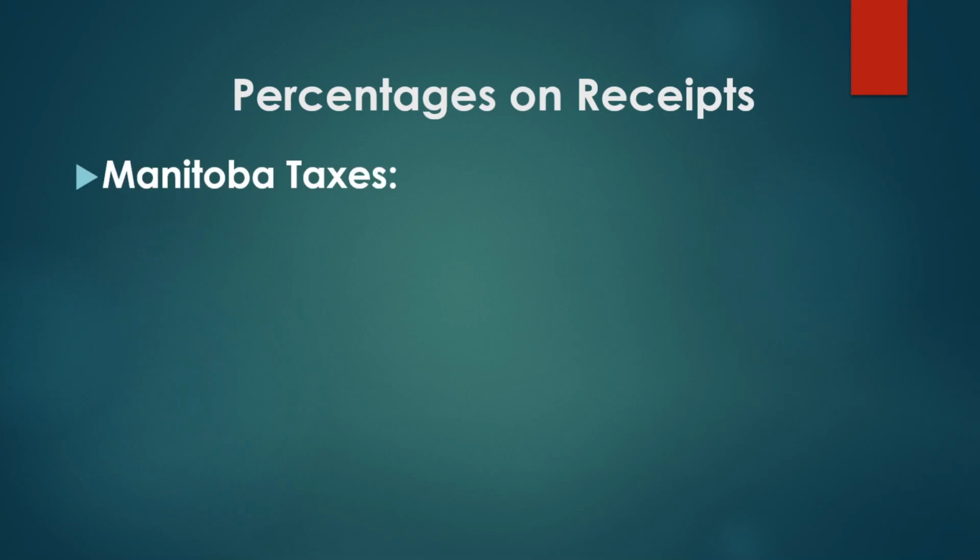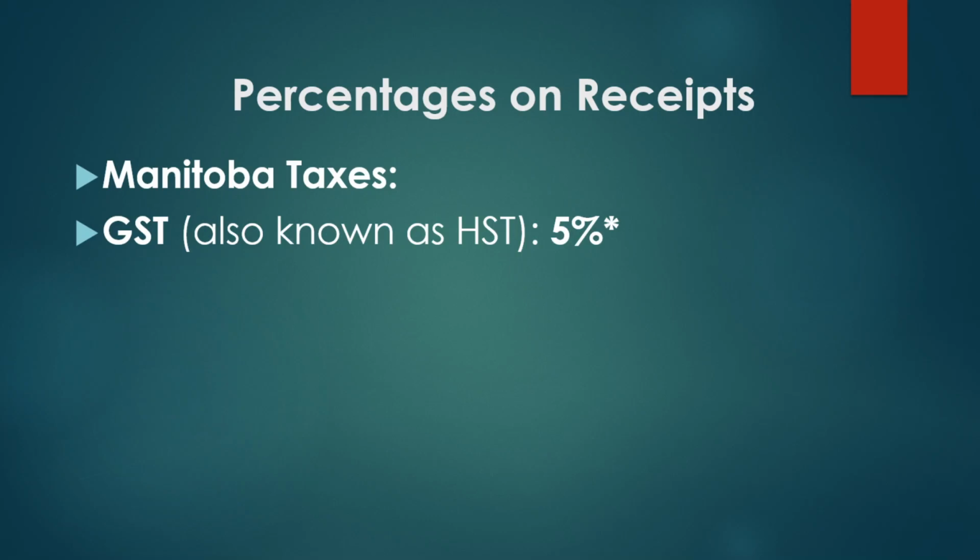Another type of percentage that you'll see on receipts are taxes. In Manitoba, there are two main types of taxes that you'll normally see on receipts. GST, or Goods and Service Tax, which is sometimes referred to as HST, or Harmonized Sales Tax, is 5% of the cost of the items.